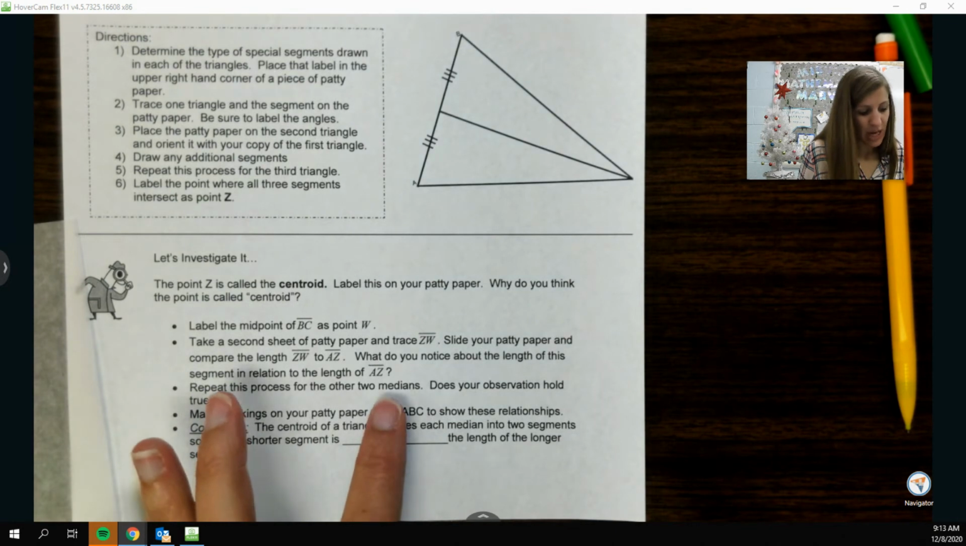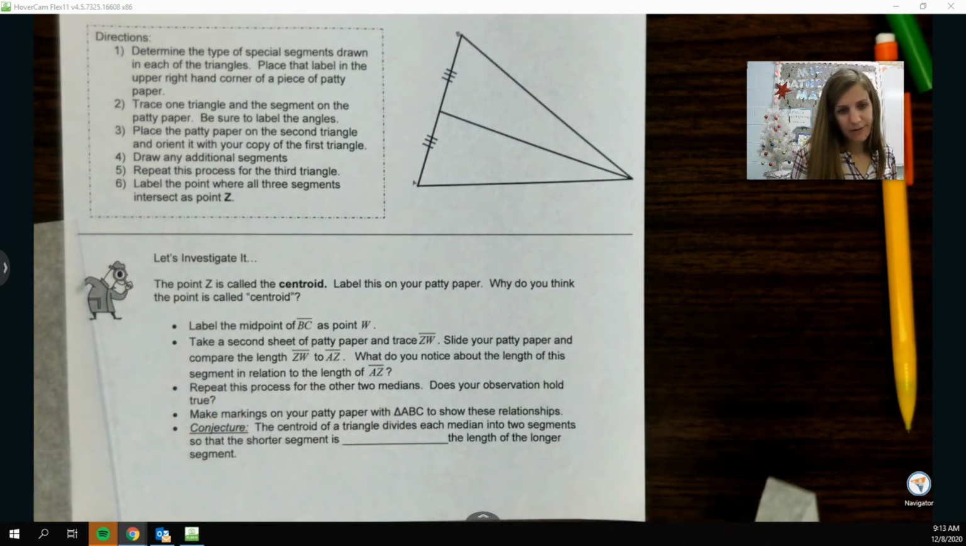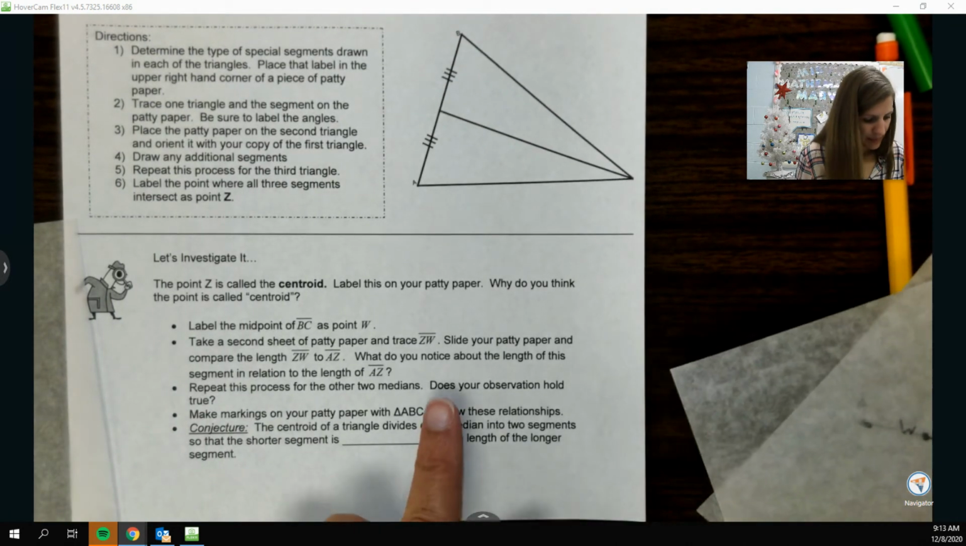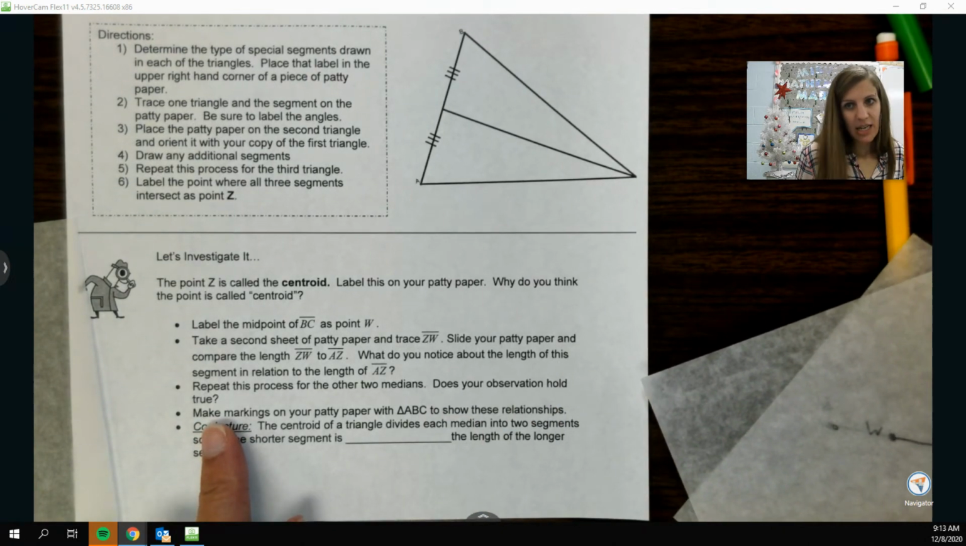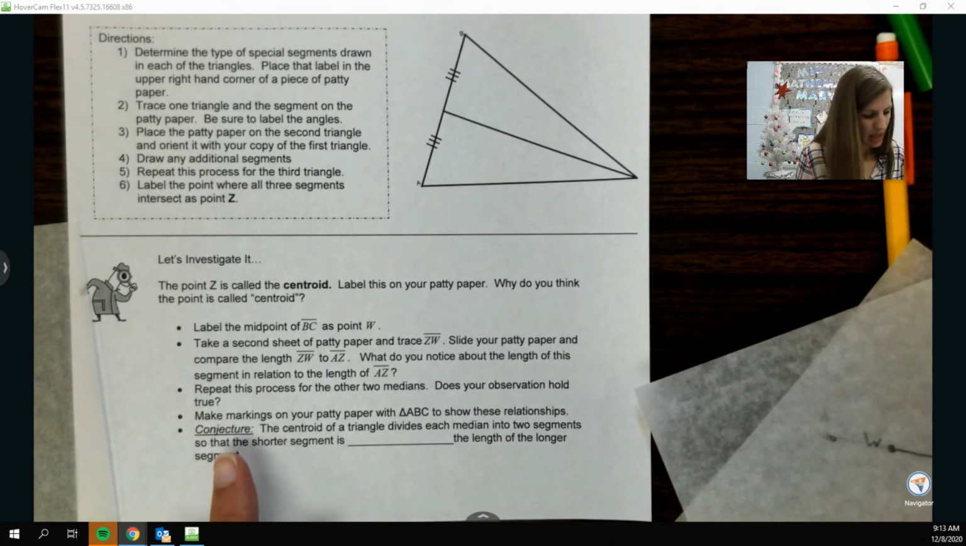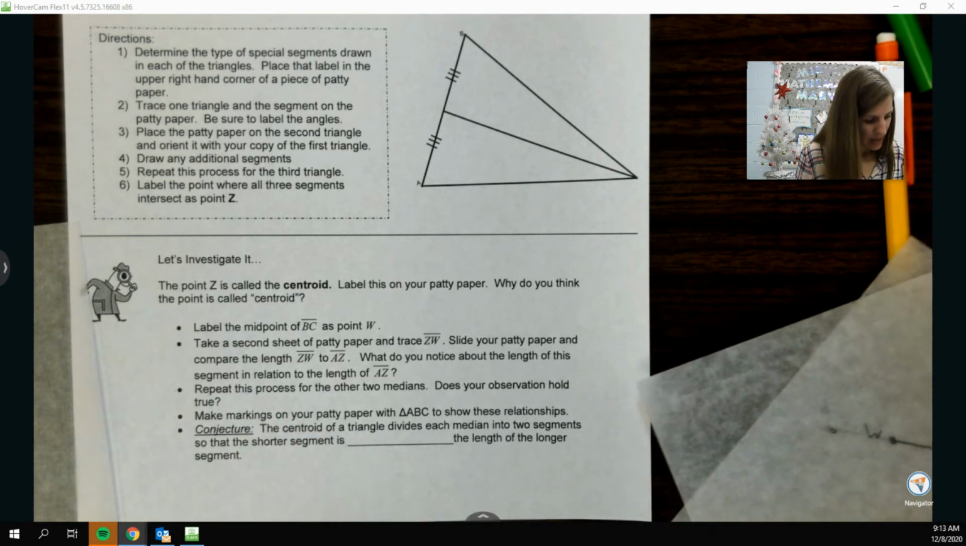Repeat this process for the other two medians. I'm not going to do that. I think you're fine. Does your observation hold true? It does. Make a good guess. Make markings. We don't need to do that.